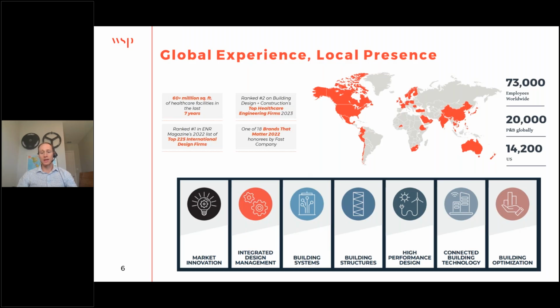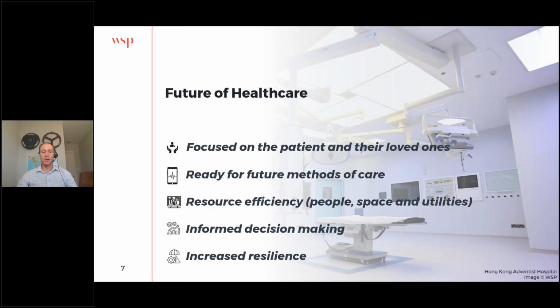High performance design, tied closely to building optimization, looks at enhanced commissioning, operational efficiency, and alternate methods of construction, and how to incorporate different types of materials to increase the operational efficiency and also reduce the carbon footprint of the properties that we design. The trends that we see in healthcare, I've listed on the screen.